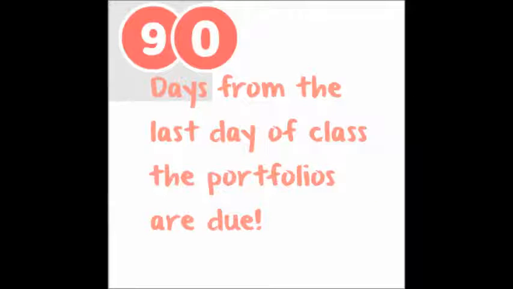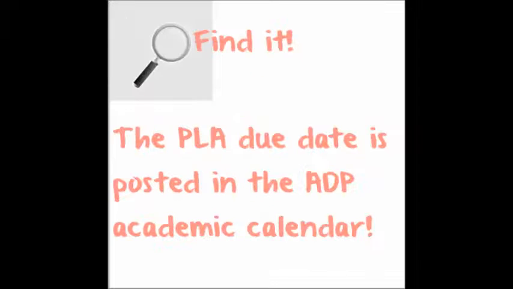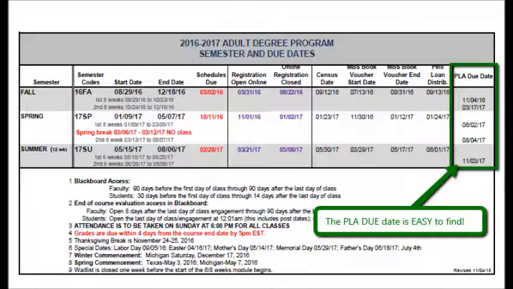So 90 days after the class is over is when we would be expecting their portfolios to come in, but some people turn them in sooner and they get a faster return. It's very easy to find the PLA due date. It's on the ADP academic calendar, which you should have pretty handy. This information is also given to students in their next steps email, in their syllabus, but it's a good thing for you to have reference to as well if you want to check up on the students and see how their verification is going.